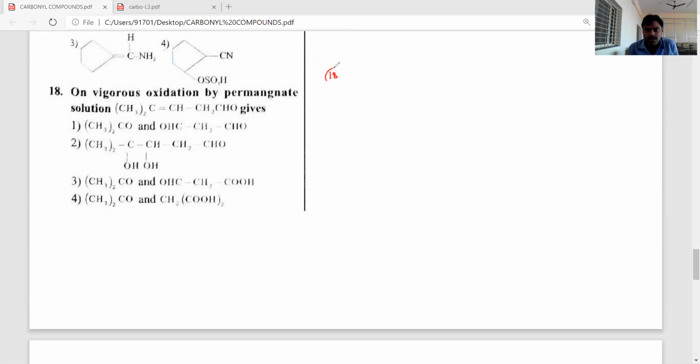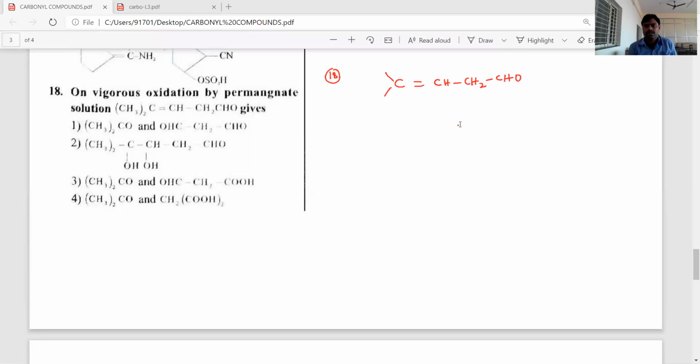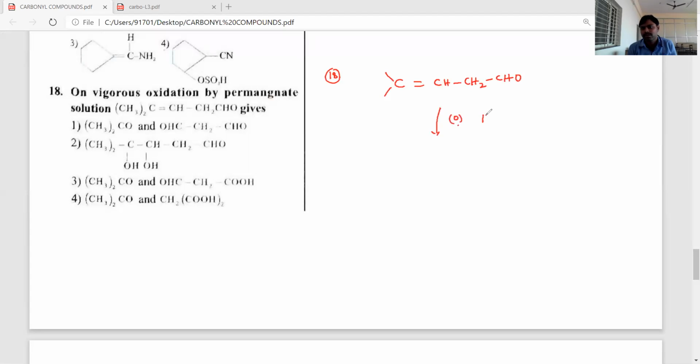See the 18th one. Here a double bond is present, then CH double bond CH2, CH2, CHO. Okay, what are we doing? We are doing oxidation vigorously. We are doing oxidation with KMnO4. KMnO4 is a strong oxidizing agent. It oxidizes this double bond into the corresponding acids as well as carbonyl compounds, disubstituted. Then it is converted into ketone, CH3, C double bond O, CH3, plus this is converted into HC double bond O.